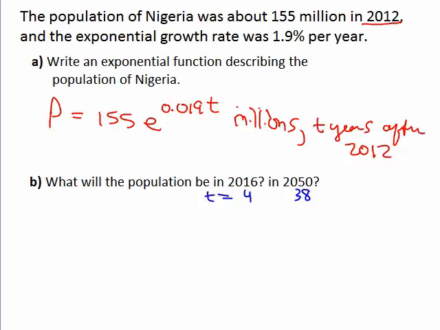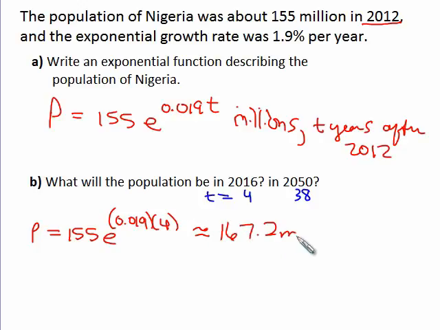So in the first one, I have P then is going to be 155 using my model, e to the 0.019, and this is being multiplied by 4. So this will give me approximately a population of 167.2 million. Now remember, that was in 2016.